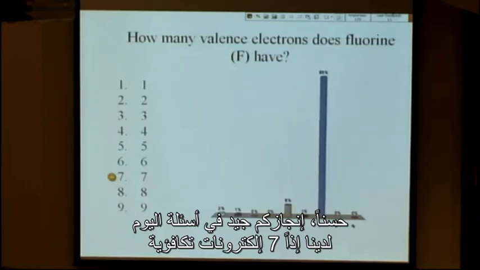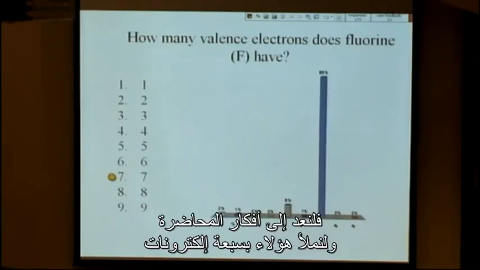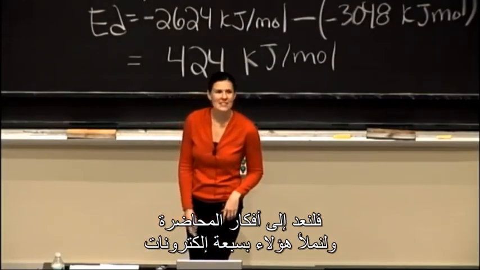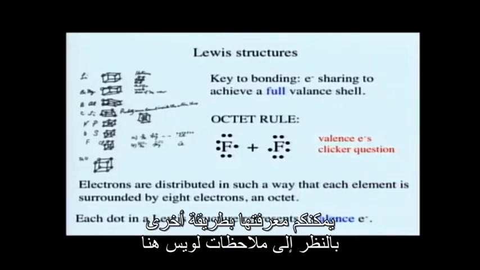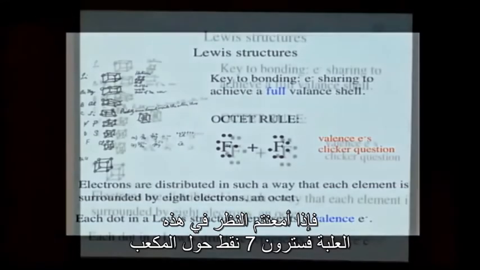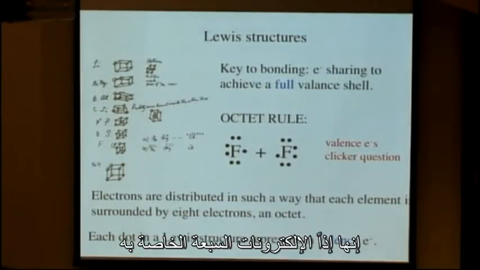Okay, great. Good job on the clicker questions today. So we have 7 valence electrons. So let's go back to the notes and let's fill these in. 7 electrons. Another way you could have known them was to look at Lewis's notes here, where if you look at this box carefully, you see there are 7 dots around the cube. So there are his 7 valence electrons.